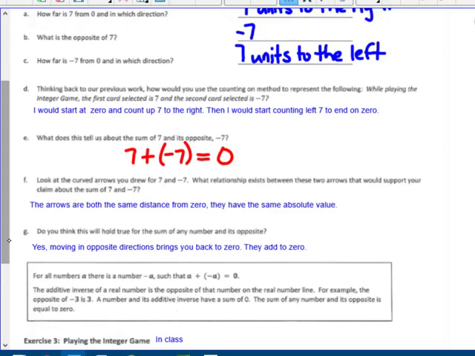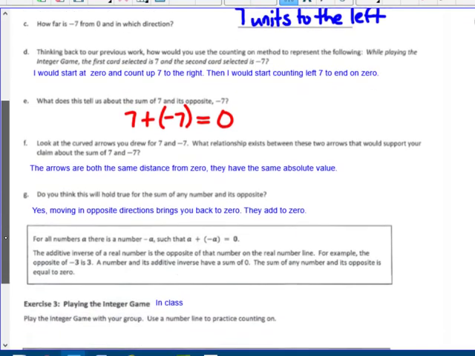Do you think this will hold true for the sum of any number and its opposite? Yes. Moving in opposite directions brings you back to 0. So opposites add to 0.